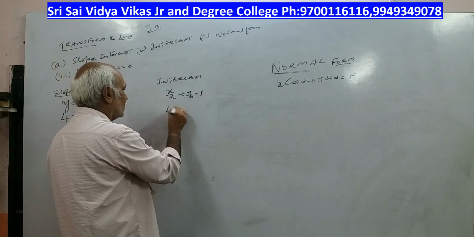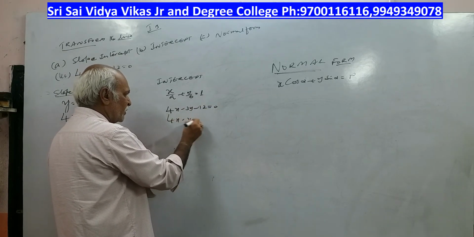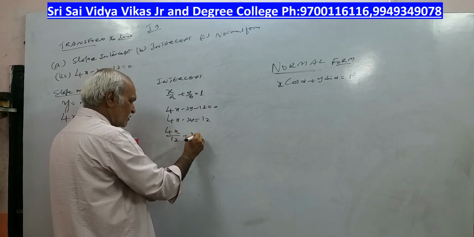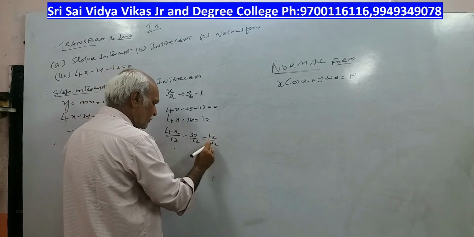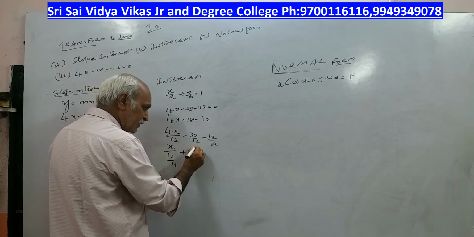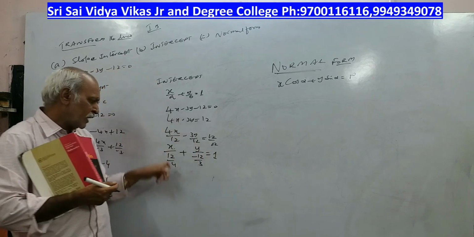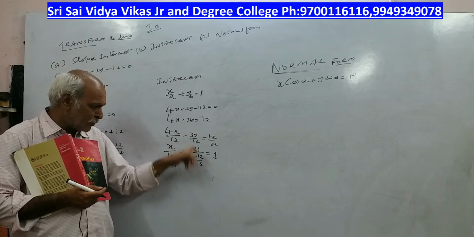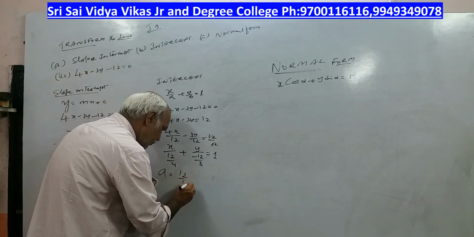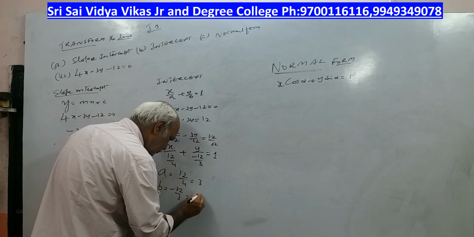4x minus 3y minus 12 is equal to 0. 4x minus 3y is equal to 12. Divide by 12, sir, is equal to 12 by 12. So, this becomes x by 12 by 4 plus, observe here, what I have done? 4 I have divided here, but with minus sign I have divided. So, minus 12 by 3. This is very, very important. So, what is a value? 12 by 4, which is 3, and b is equal to minus 12 by 3, which is minus 4.